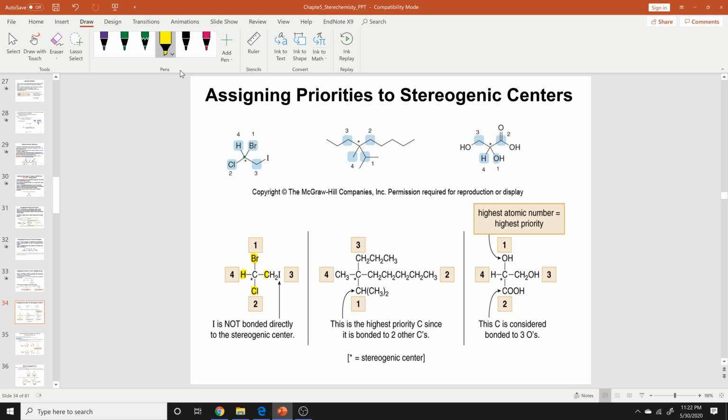So here I don't have a tie, so I don't even have to go to the iodine. I know I have a bromine. This is the highest atomic number. And then I have a chlorine. This is the second. So this is 1, 2. And then I have a carbon. This is the third. And then I have a hydrogen. This is the fourth. These are my priorities. This is a chiral center over here.